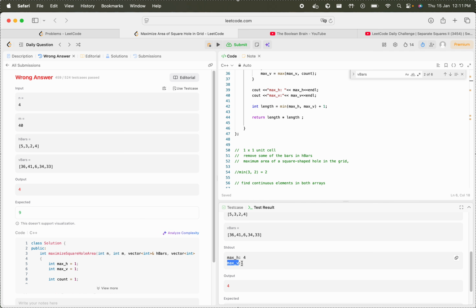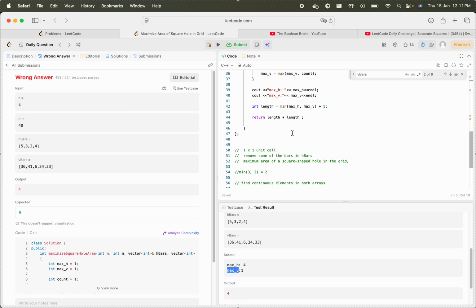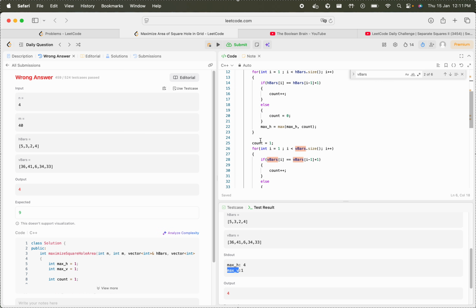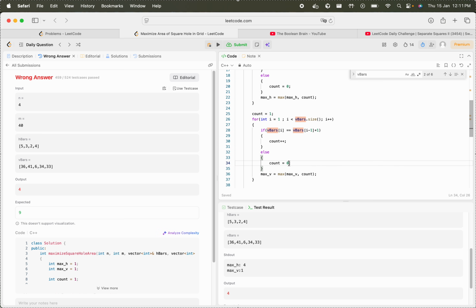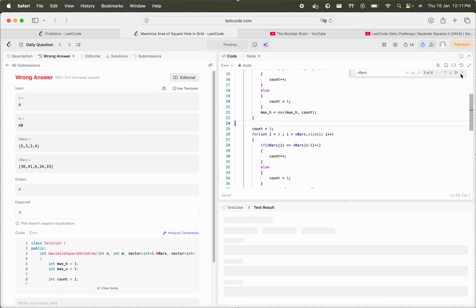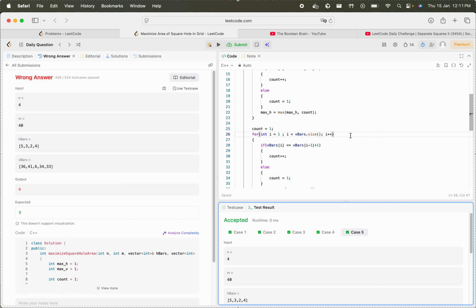How is max v coming as 1? Max v should be 3, 33 and 34, right? It should be initially assigned to 1. Oh, okay, my bad. Whenever I am resetting it, it should be updated to 1 because my starting is 1. The current element, which is the incorrect one, it should be 1. Apologies for the error. Now it should be fine. Yeah, let me submit this.